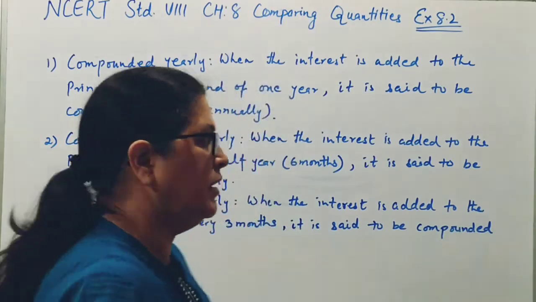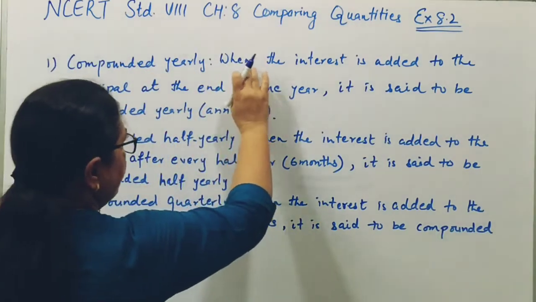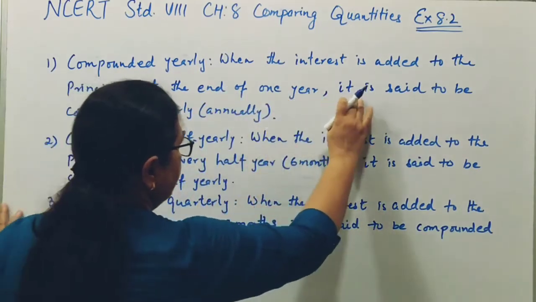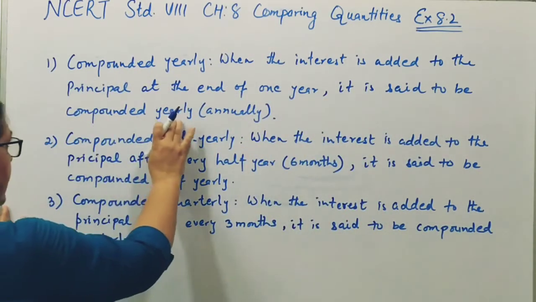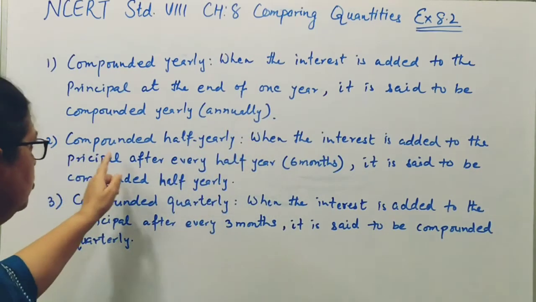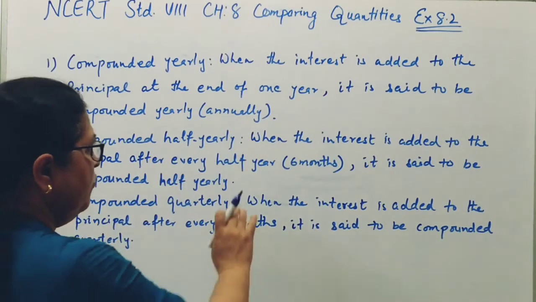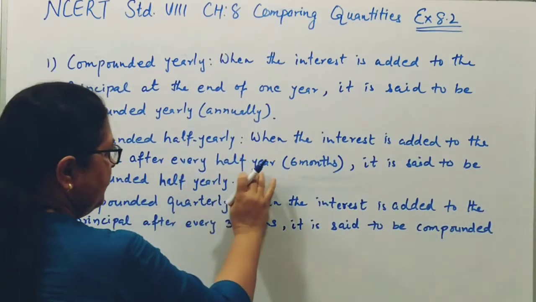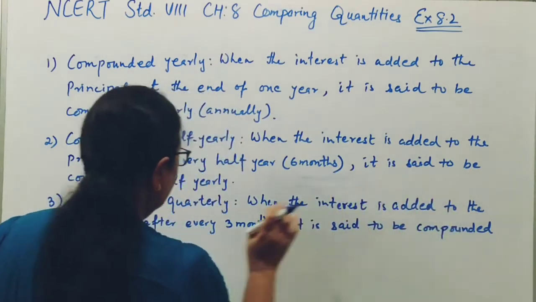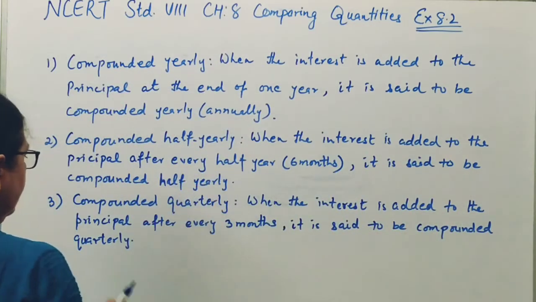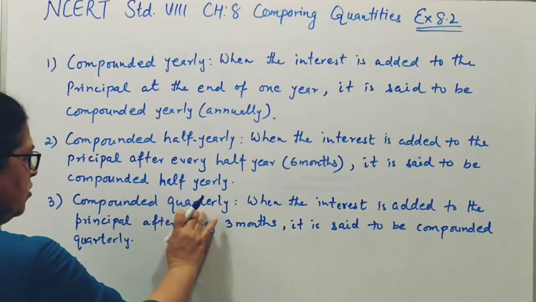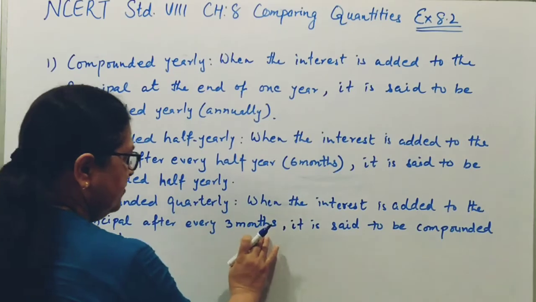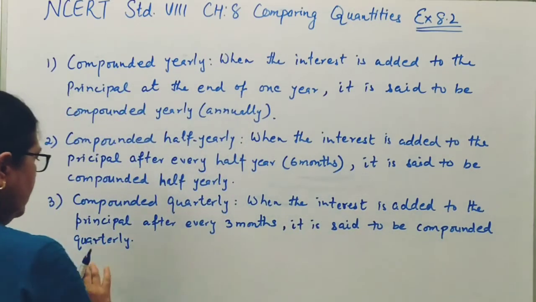For example, number 1, compounded yearly. When the interest is added to the principal at the end of 1 year, it is said to be compounded yearly or annually. Number 2, compounded half yearly. When the interest is added to the principal after every half year or 6 months, it is said to be compounded half yearly. Number 3, compounded quarterly. When the interest is added to the principal after every 3 months, it is said to be compounded quarterly.